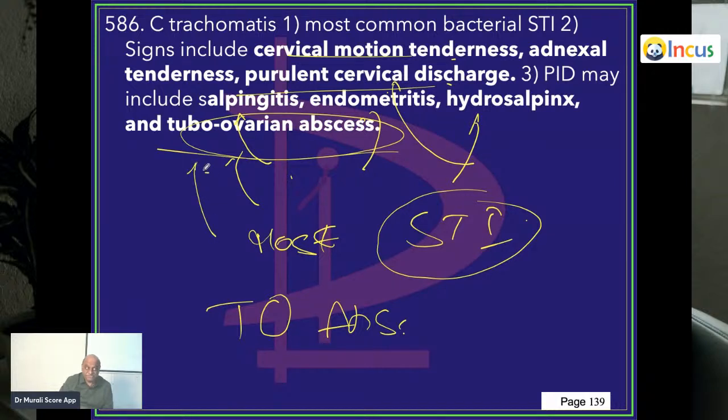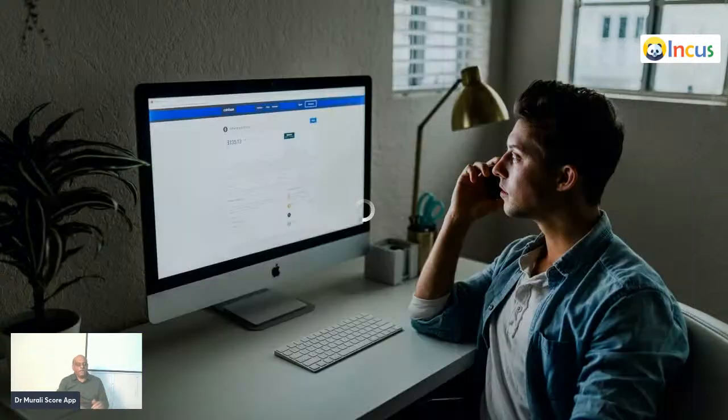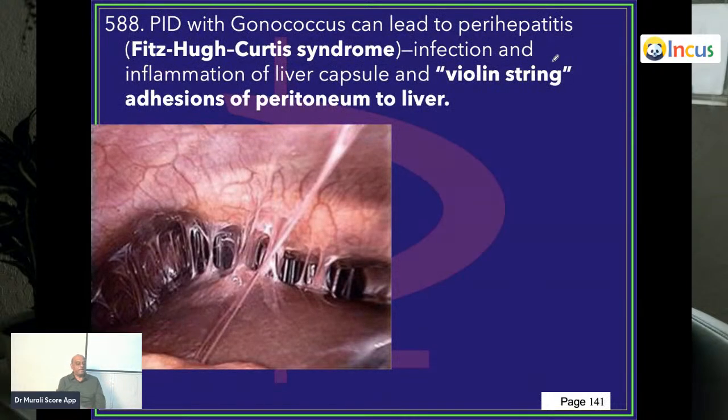Because there is an abscess in the tube, abscess in the ovary, because it is an inflammatory disease, because abscess is there, you will find WBCs. What else will you find? So if you write 5-6 lines, finish. So salpingitis, what are the problems of salpingitis? Commonly salpingitis can lead to ectopic pregnancy, infertility, chronic pelvic pain, adhesions, all these are the problems with salpingitis.